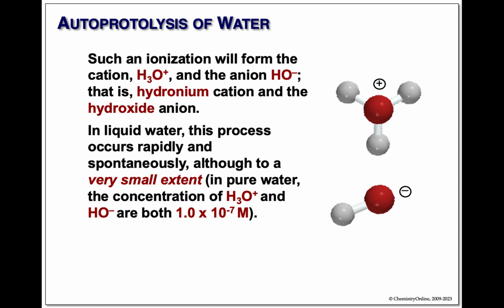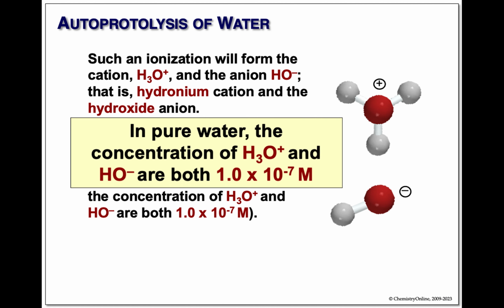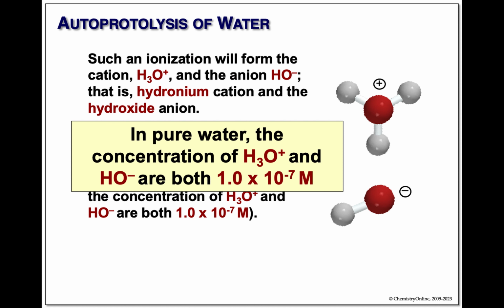Now the concentrations are small. In water at 25 degrees, the concentration of hydronium and hydroxide are equal, and they're both 1 times 10 to the minus 7 moles per liter. But they're there. This is an important concept. If we have absolutely pure water, the concentration of hydronium and hydroxide are going to be 1 times 10 to the minus 7 moles per liter each. Any question on the concept?